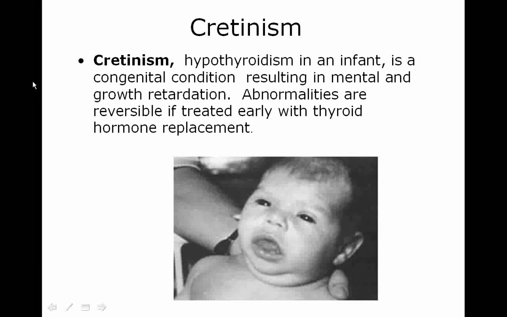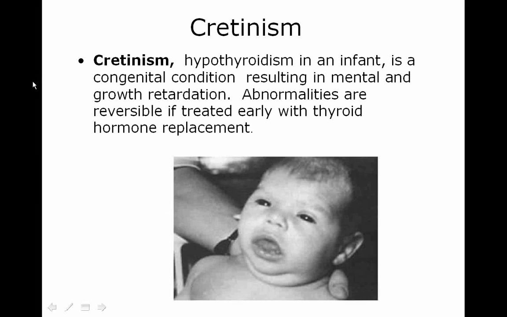Okay, this next condition is hypothyroidism. Okay, this is a decrease in thyroid production in an infant. This is called cretinism. It's a congenital condition. It's something that the person is born with. It's a problem with fetal development. The person may actually have just a complete absence of the T3 and T4 hormones, or it may be just an extreme deficiency. With this type of dwarfism, the person is going to have both mental and growth retardation. But if the condition is diagnosed early enough, it can be reversible.